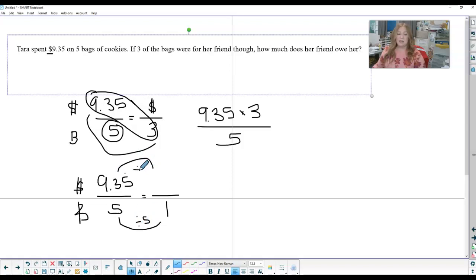Divide $9.35 by 5. Then once I know how much 1 bag is, how do I get to 3 bags? How do I get from 1 to 3? Well, I times by 3, and times this 1 bag by 3. So a couple ways, and you should get the same answer there. You can either find the 1, that simple ratio, and apply it, or we can just find the money all by itself by moving the 3 to the other side.